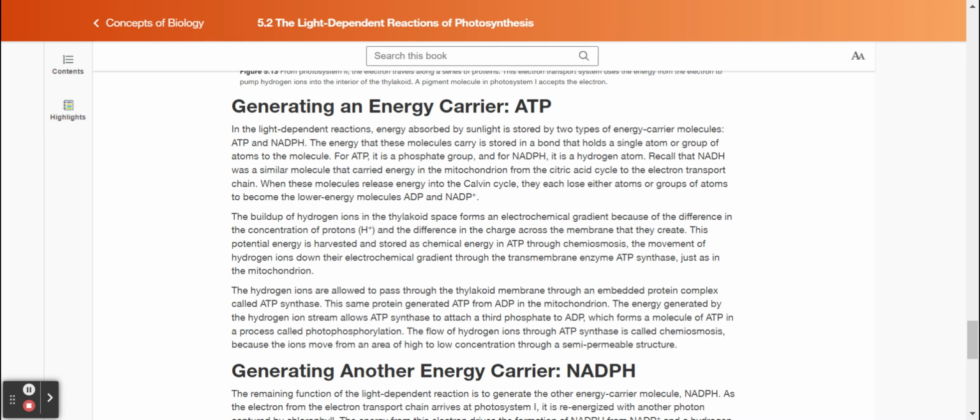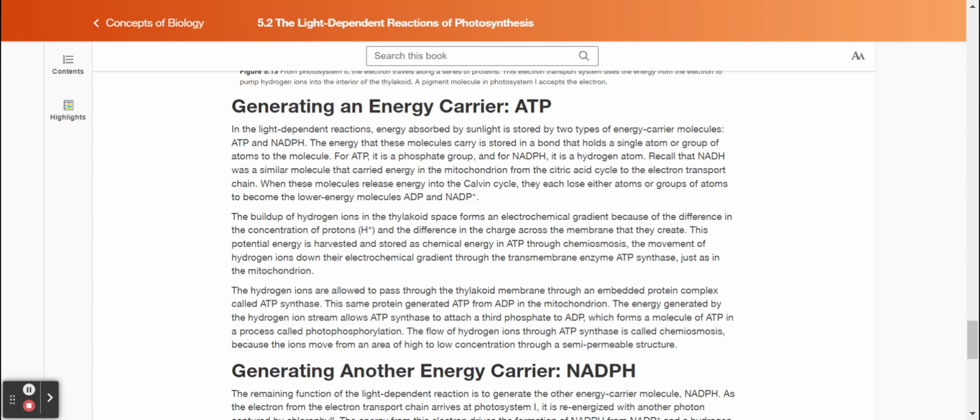Recall that NADH was a similar molecule that carried energy in the mitochondrion from the citric acid cycle to the electron transport chain. When these molecules release energy into the Calvin cycle, they each lose either atoms or groups of atoms to become the lower energy molecules ADP and NADP+. The buildup of hydrogen ions in the thylakoid space forms an electrochemical gradient because of the difference in the concentration of protons, H+, and the difference in the charge across the membrane that they create.